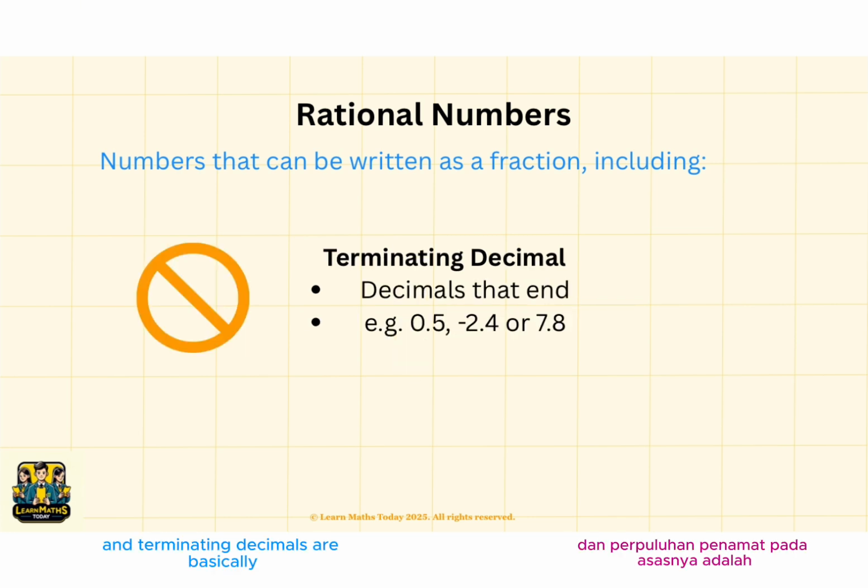And terminating decimals are basically decimals that have an end. So like 0.5, -2.4, or 7.8.